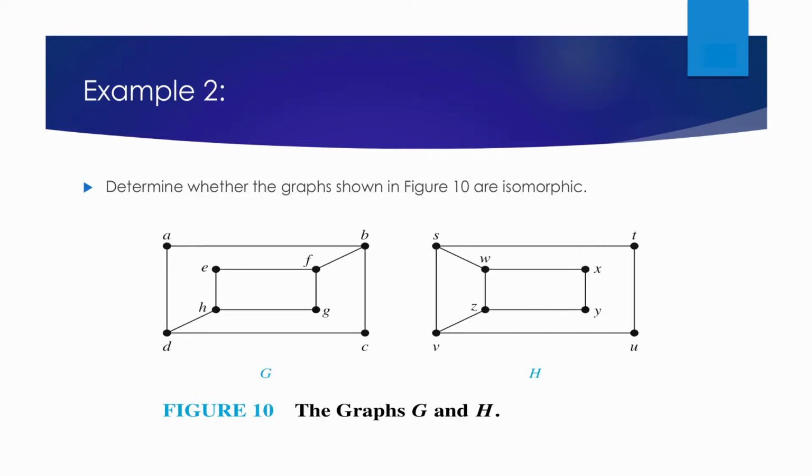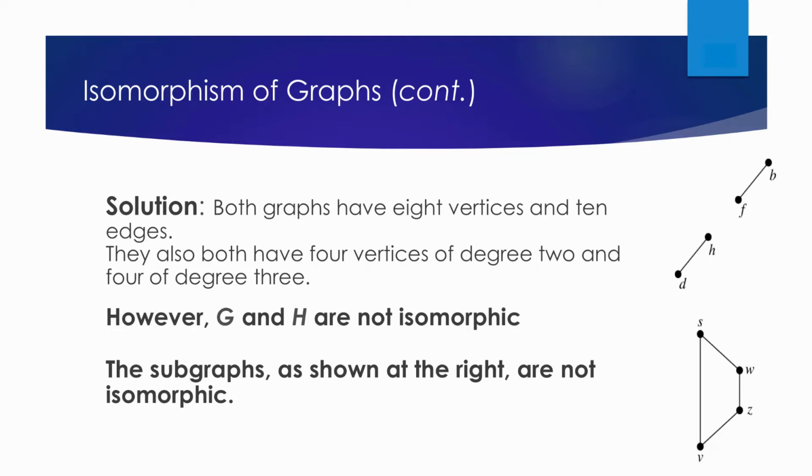Another example: we want to determine whether the graphs shown in figure 10 are isomorphic. So we have graphs G and H. The graphs G and H both have 8 vertices and 10 edges. They also both have 4 vertices of degree 2 and 4 of degree 3. Because these invariants all agree, it is still natural to suspect that these graphs are isomorphic. However, G and H are not isomorphic.